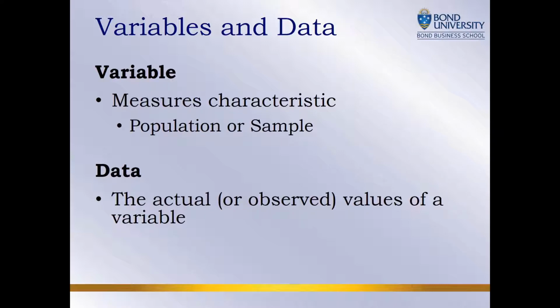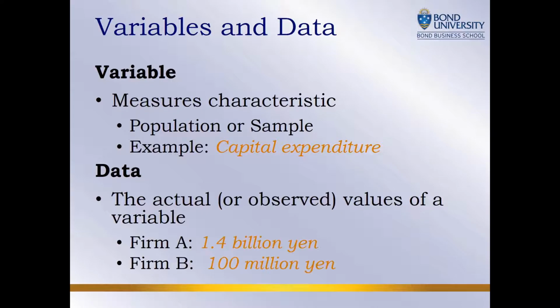So let's give an example. A variable might be capital expenditure, how much you're spending on your capital projects, capital improvement projects, as well as indeed maintenance, capital maintenance as well. And data, for firm A, it might be 1.4 billion yen. That's the actual value. For firm B, it might be 100 million yen. So the variable is the capital expenditure. That measures some characteristic, but the data is the actual, observed value, and here very different for two different companies.